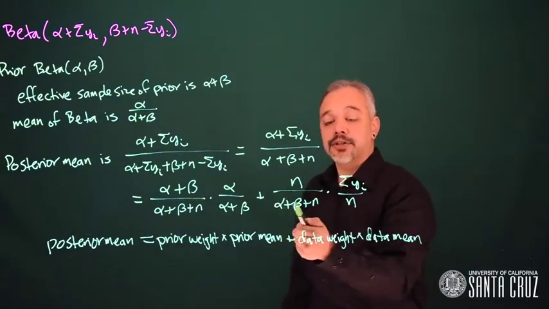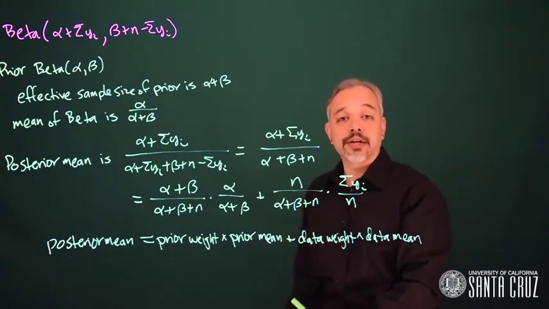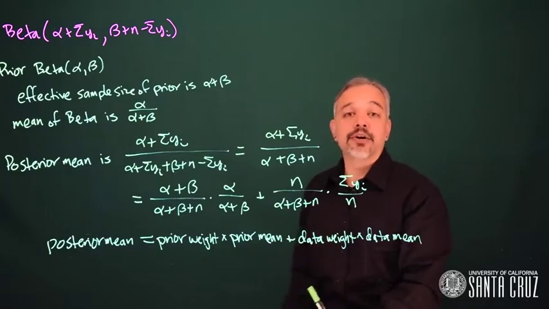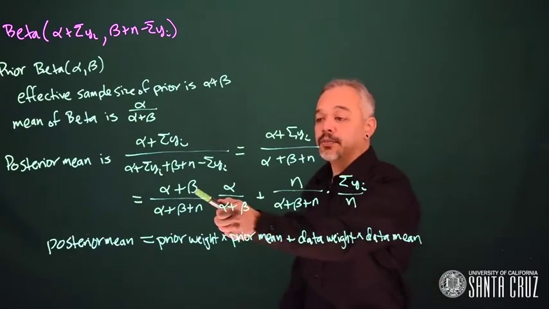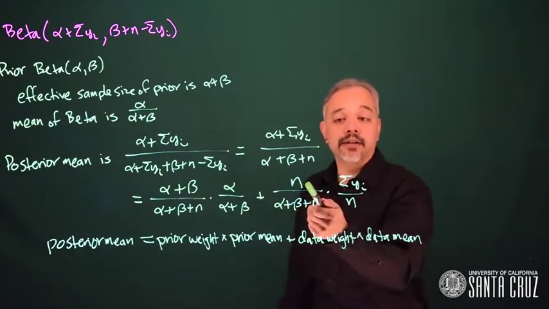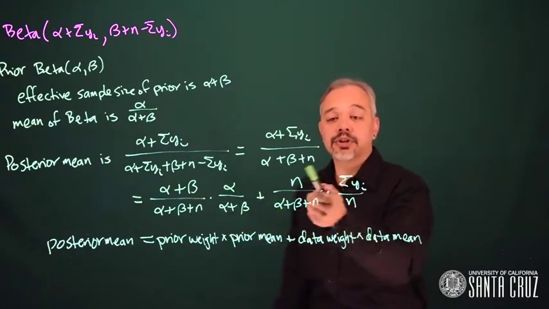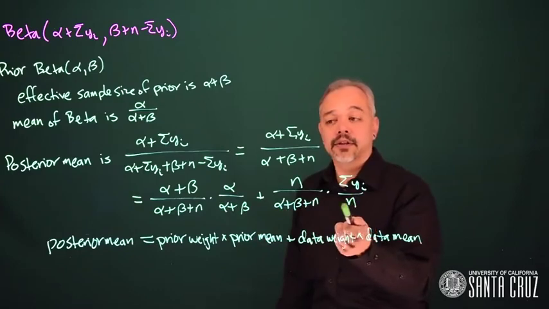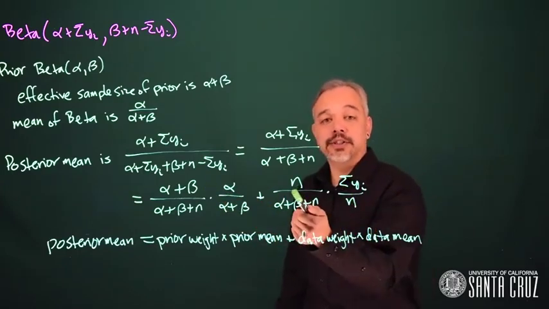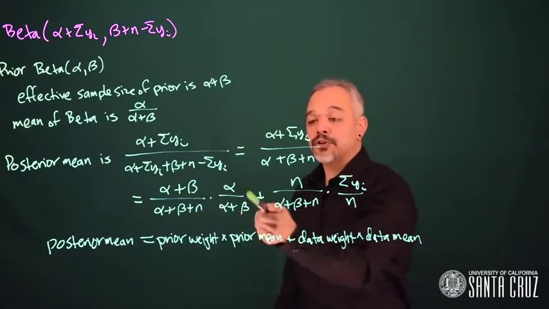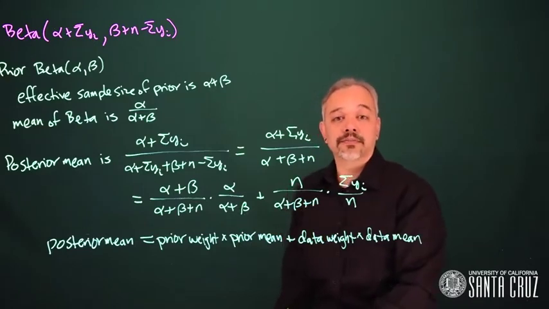This effective sample size also gives you an idea of how much data you would need to make sure that your prior doesn't have much influence on your posterior. If alpha plus beta is small compared to n, then the posterior will largely just be driven by the data. If alpha plus beta is large relative to n, then your posterior will be largely driven by the prior.